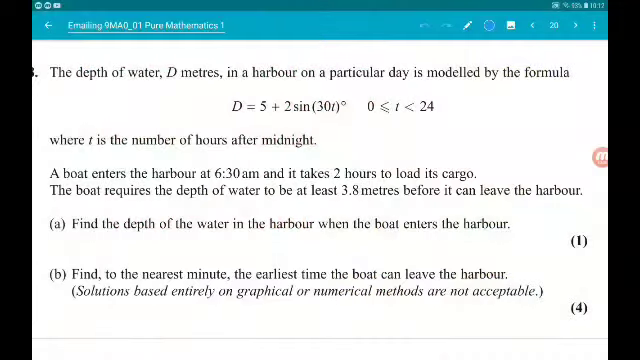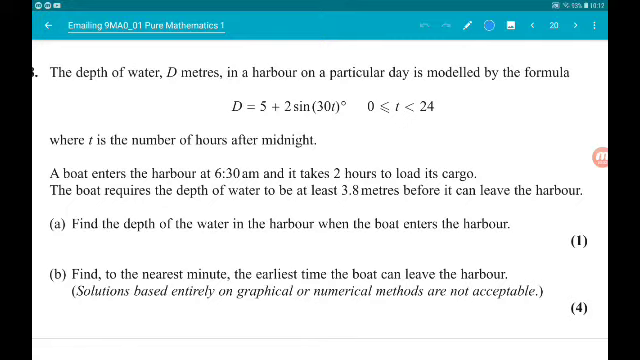Okay, question 8. 5 marks in total, a 1 mark and a 4 mark. So, the depth of water, D meters, in a harbour on a particular day can be modelled by the formula D is equal to 5 add 2 sine of 30 times T, where T is greater than or equal to 0, less than or equal to 24.